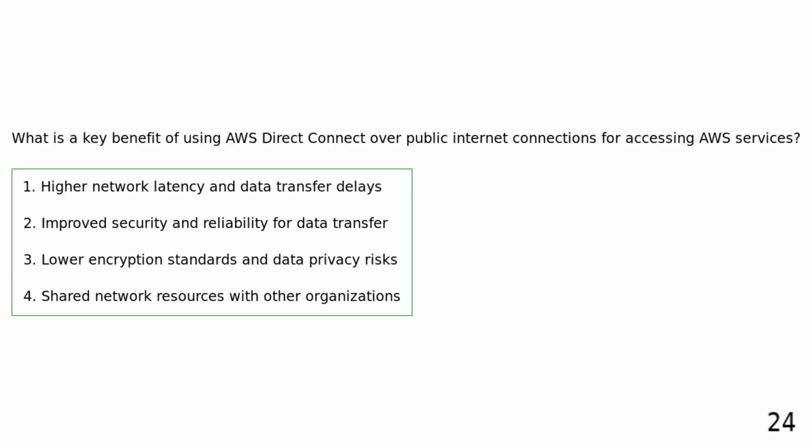What is a key benefit of using AWS Direct Connect over public internet connections for accessing AWS services? Higher network latency and data transfer delays. Improved security and reliability for data transfer. Lower encryption standards and data privacy risks. Shared network resources with other organizations.